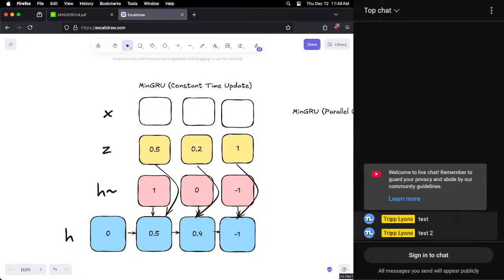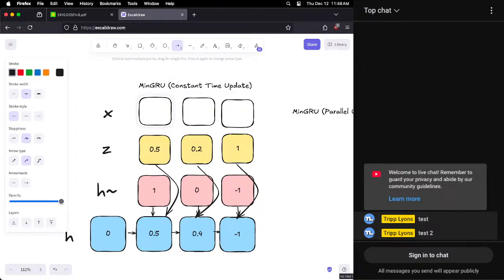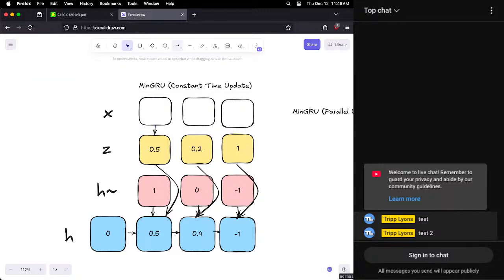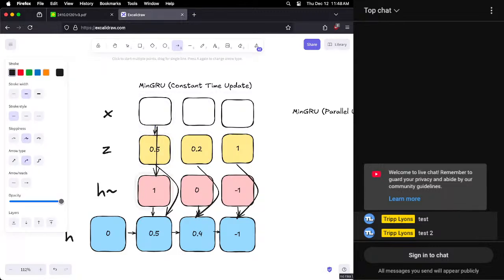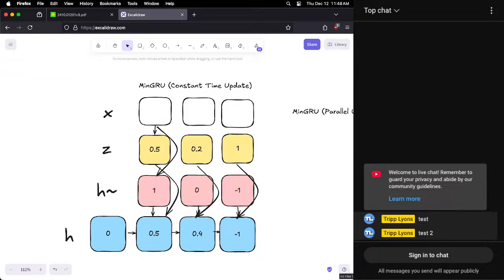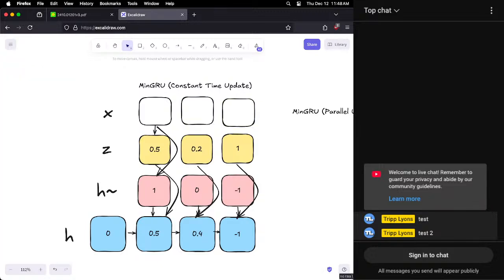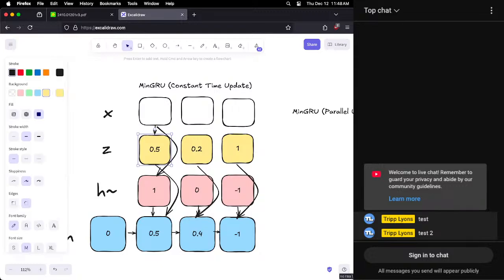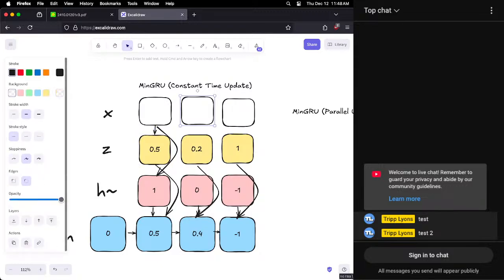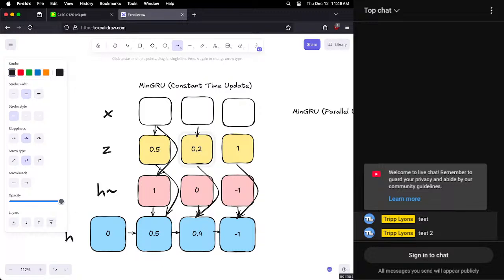X is used to compute all the Z's and H tildes, but we don't have to worry about the hidden state. This can be done in parallel because you just do a pointwise function, getting from one X to a Z or an X to an H tilde.